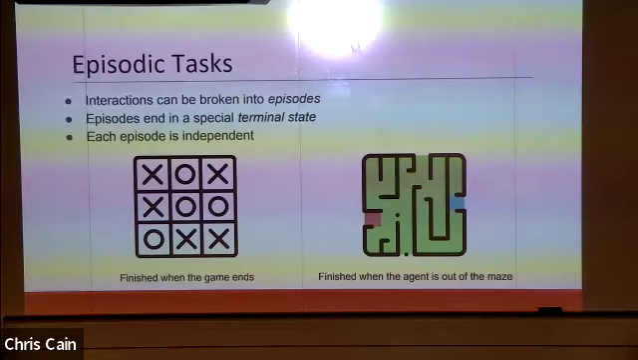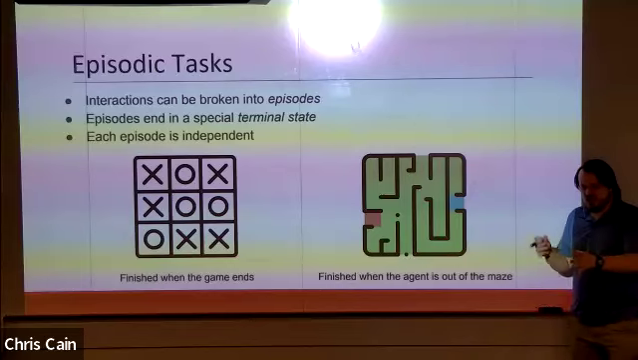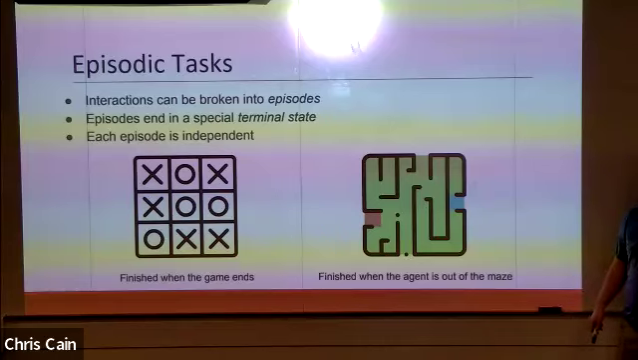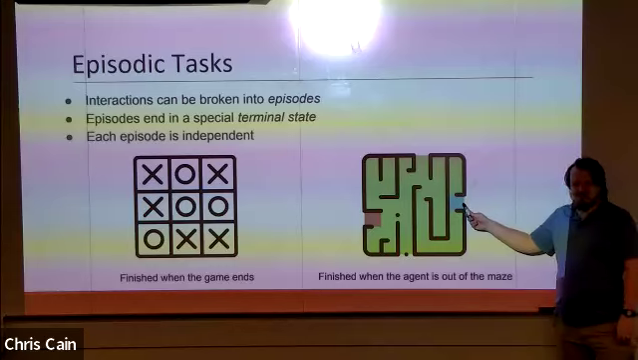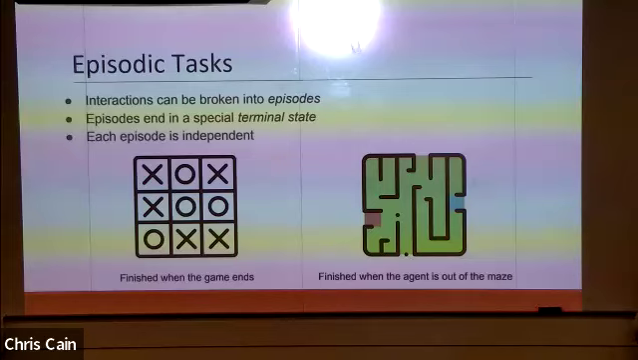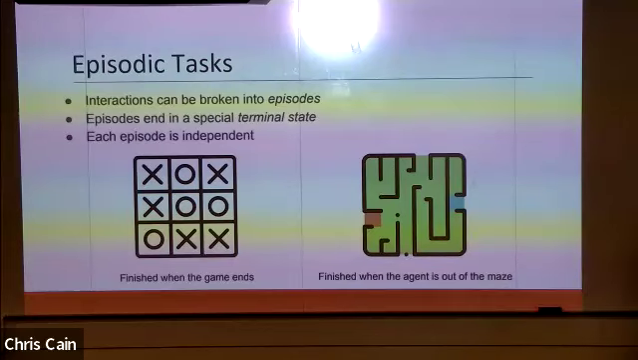So each episode is independent. The process that it took in the previous game or the previous maze is not relevant to its score in the current episode. If you lost the last tic-tac-toe game, you don't start at a disadvantage because you lost. You start at exactly the same point you did before. When you start the maze over, it doesn't matter if it took you 10 billion steps to get to the exit. You still have the ability to do the optimal actions to get there as fast as possible. But we end in some kind of terminal state that ends the episode. So in tic-tac-toe, the game ends. In the maze, we reach the exit.